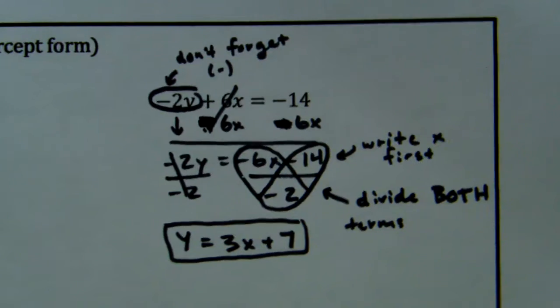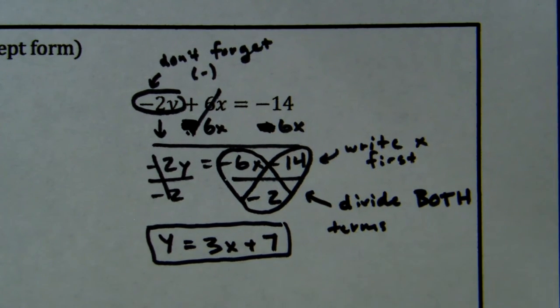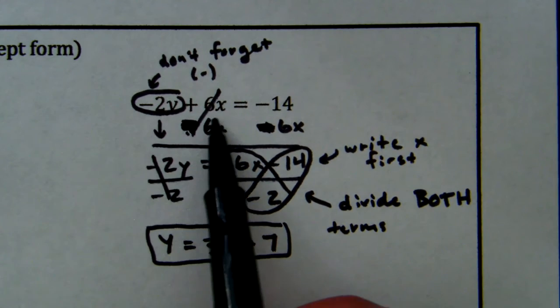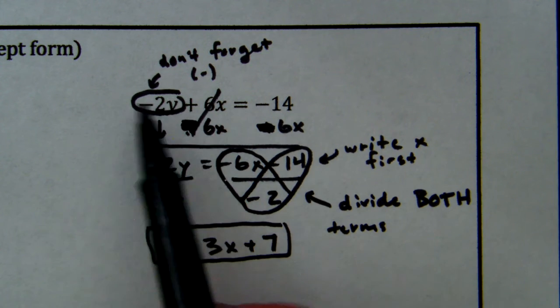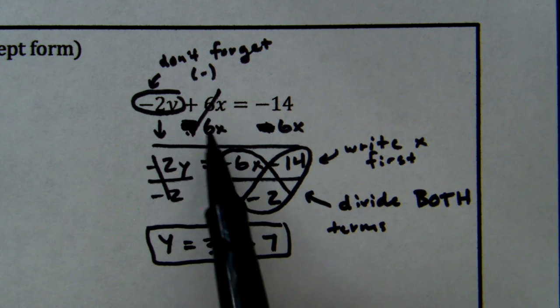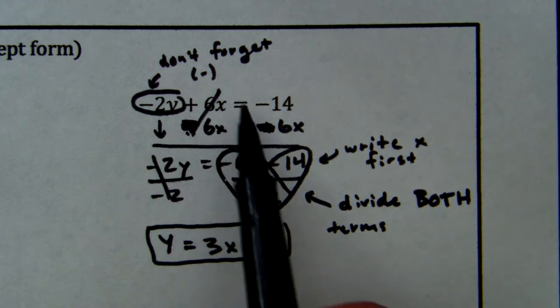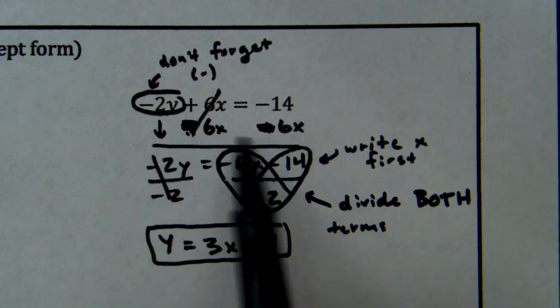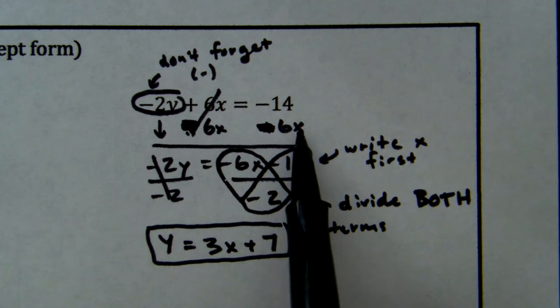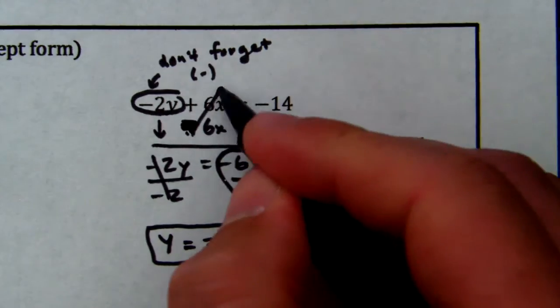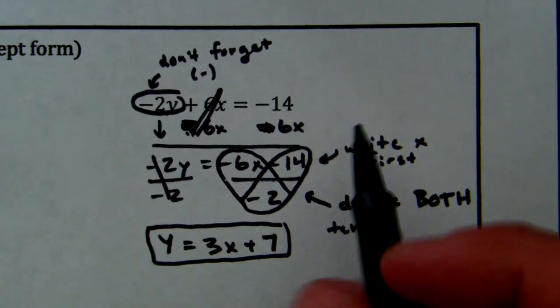Let's take a look at another example that's already been finished. We had negative 2y plus 6x equals negative 14. So what I did was I subtracted 6x because we need to move whatever's not a y to the other side. The opposite of plus 6x is minus 6x, so we subtracted. We canceled. Then we dropped it down.